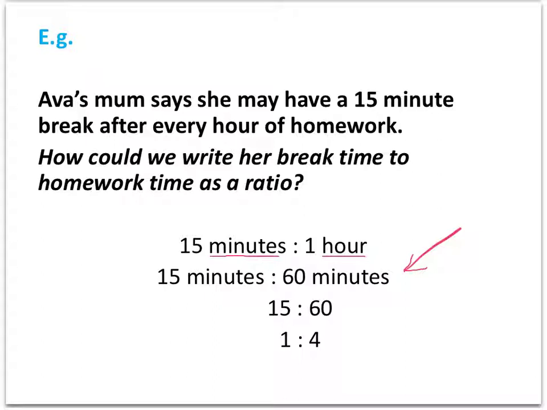Now our second step is, once you have the same units, you can take away the word. So now we just have a ratio of 15 to 60. Now we've found our highest common factor between 15 and 60 is 15. So we've divided both sides of our ratio by 15. And now our ratio in most simplified form reads, for every 1 minute of break time, Ava will have to do 4 minutes of homework.